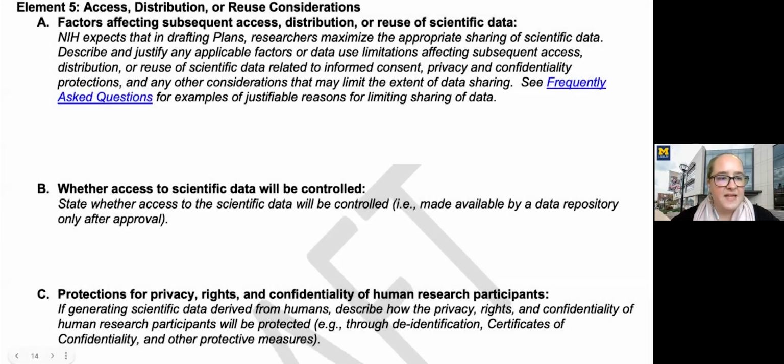And then the fifth element is about access, distribution, or reuse considerations. And again, there are three different sections here: factors affecting subsequent access, distribution, or reuse of scientific data, whether access to scientific data will be controlled, and then protections for privacy rights and confidentiality of human research participants.